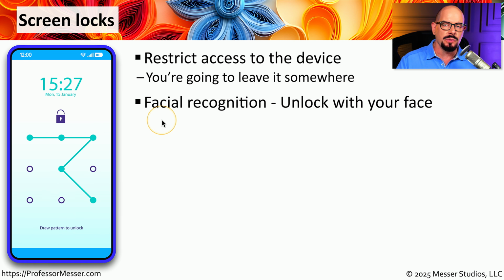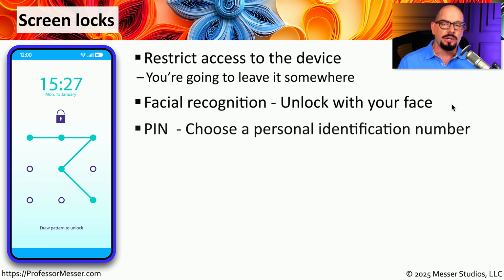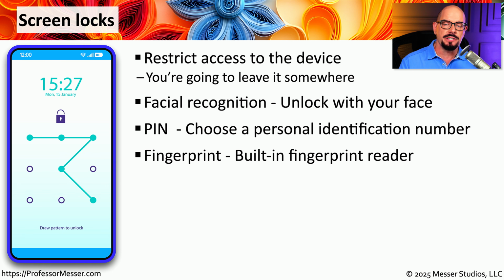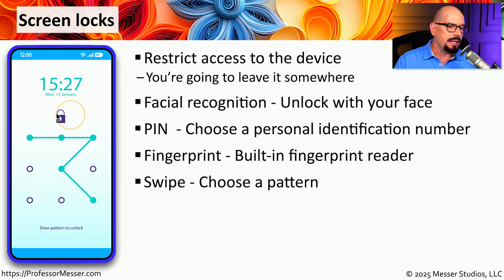One easy way to lock and unlock the screen is using facial recognition. You simply pick up your phone, and the camera on your phone performs facial recognition and then unlocks the phone if you're authorized. You could also use a personal identification number that you type in each time you'd like to unlock the phone, or you could use a built-in fingerprint reader if your mobile device supports that. And another interesting locking mechanism is one you might see on Android devices, where you would swipe a particular pattern, and only after using the correct pattern will your phone unlock.